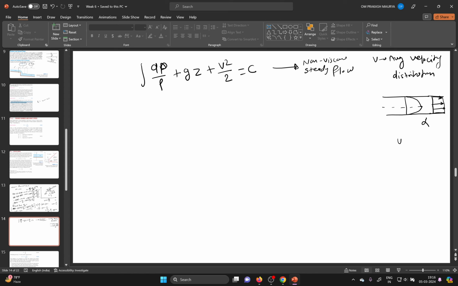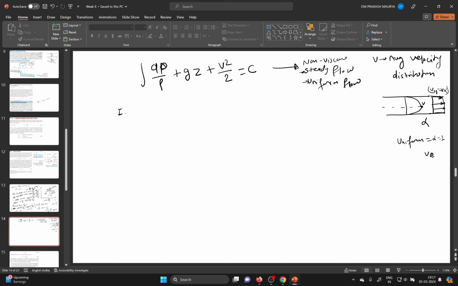If your flow is uniform, then alpha is equal to 1. Let's suppose at that point your velocity is V, then at that point your velocity is V average. At that point V average is equal to V into alpha in this diagram. But if flow is uniform, then alpha is equal to 1. So here we have not used the alpha term, so another assumption is uniform flow. This is the third assumption.